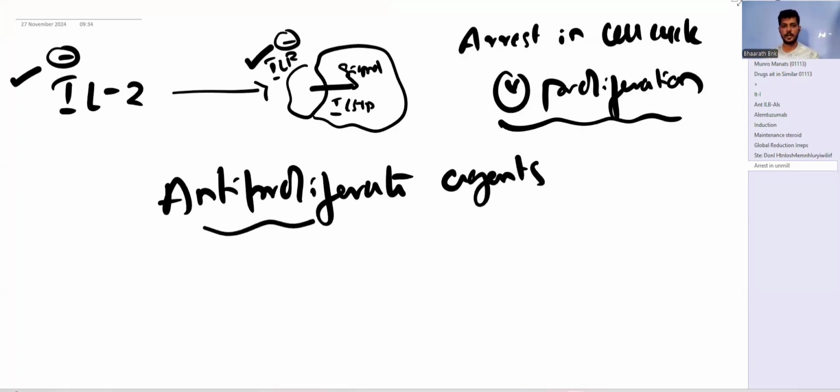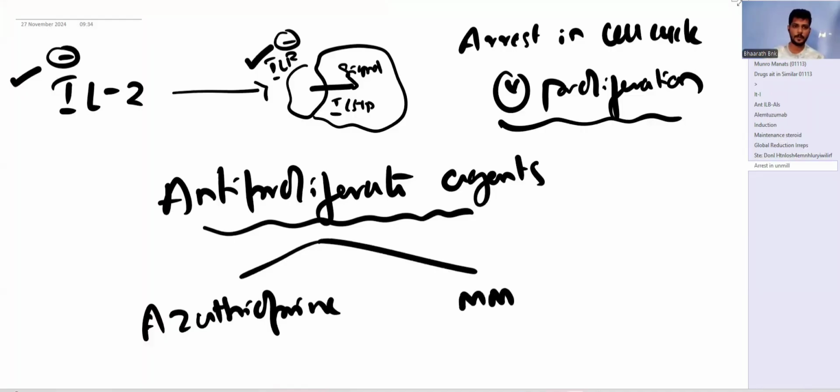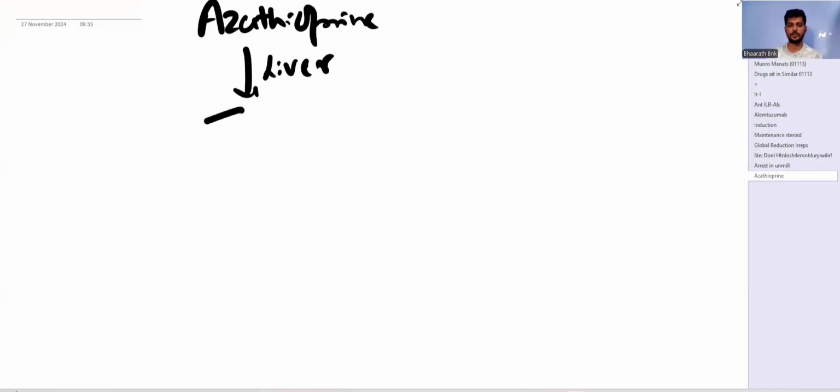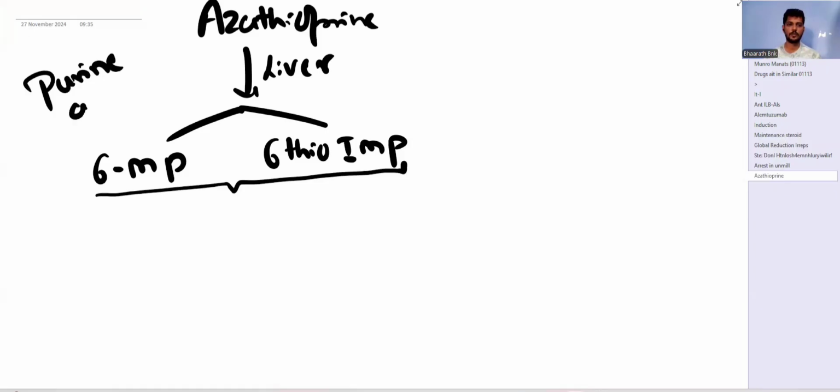These anti-proliferative agents arrest the rapidly dividing cells in their cell cycle. And two of those anti-proliferative agents are azathioprine and mycophenolate mofetil. First, we'll see about azathioprine. Now, when azathioprine is given to the patient, the liver will convert it into several active metabolites, two of which are 6-mercaptopurine and 6-thioinosine monophosphate. Right? So these are purines. So that is why azathioprine is a purine analog.